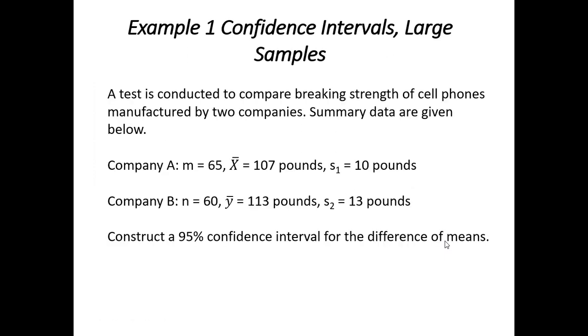In our first example, we'll take a look at constructing a confidence interval for large samples. So suppose a test is conducted to compare break-in strength of cell phones manufactured by two companies. Summary data is given below. So here you see we have, these are the sample sizes. Here we have sample means. And these are the sample standard deviations. We're asked to construct a 95% confidence interval for the difference of the means.